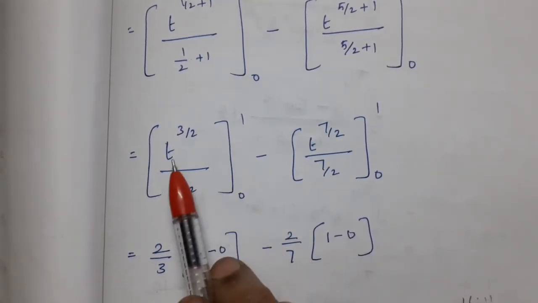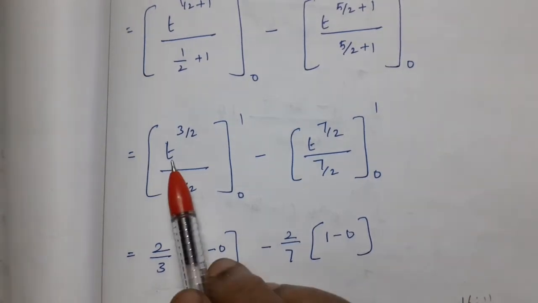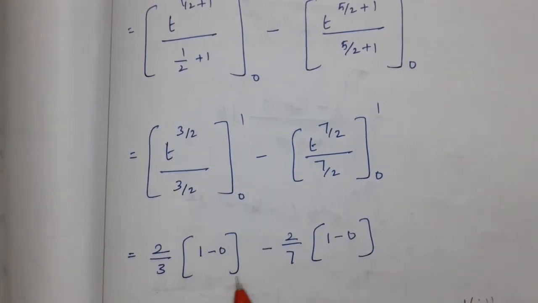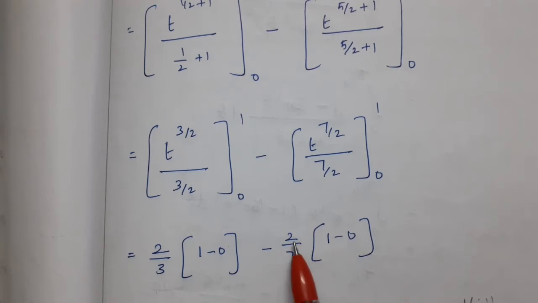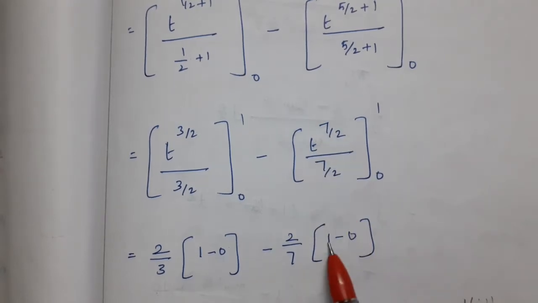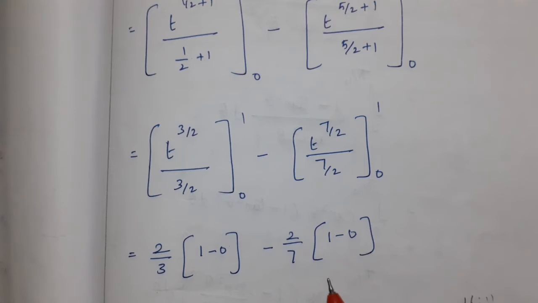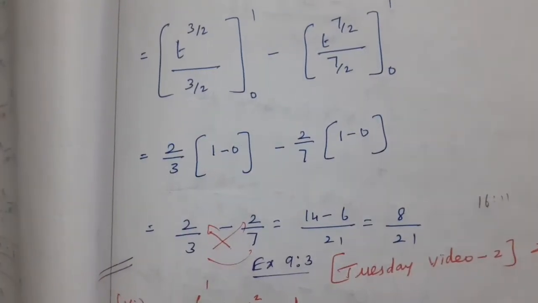Next apply the upper limit as well as the lower limit. Upper limit is 1. 1 power 3 by 2 is nothing but 1, minus. Again apply the lower limit, 0. 0 power 3 by 2 is 0. Again minus. Second, see the second part. 7 by 2 becomes what? 2 by 7. First apply the upper limit. Upper limit is 1. 1 power 7 by 2 is 1. Similarly 0 power 7 by 2 is 0. Very easy step only. We only have the change of variable.